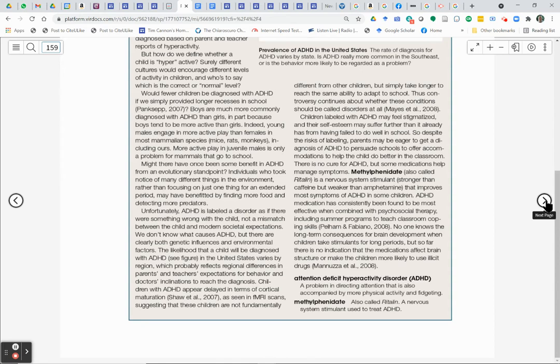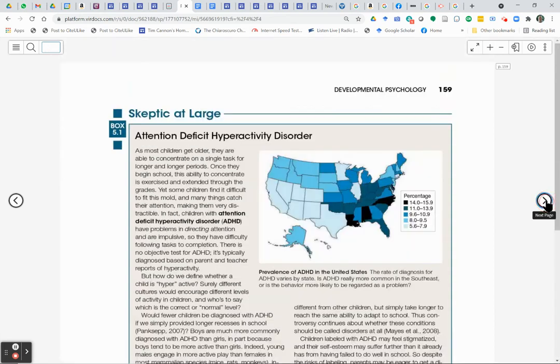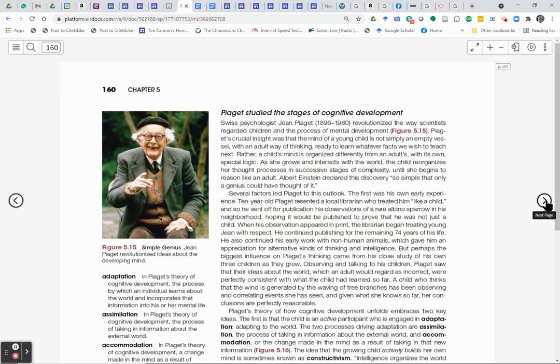It's a spectrum. Some people do need interventions, no doubt about it. Oh, he's so cute. Oh my God. I wish I could have grown up to be that cute.